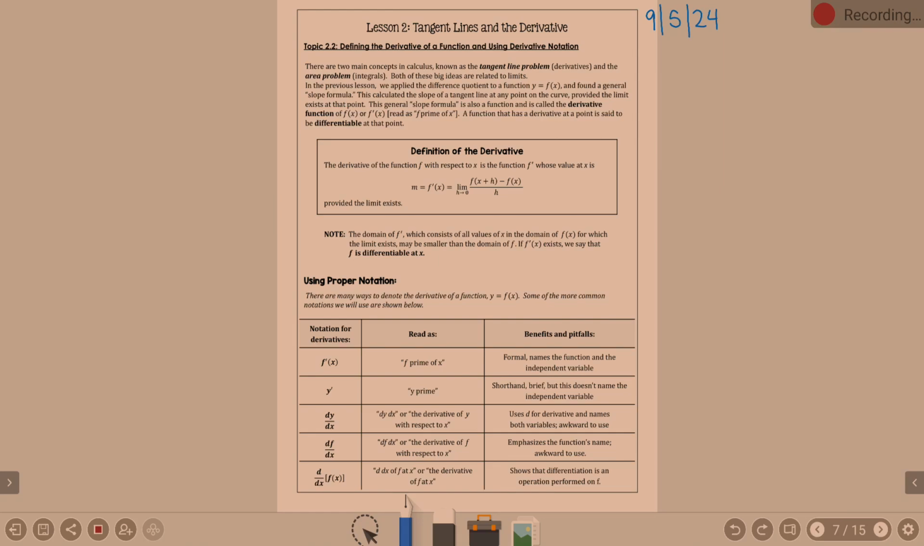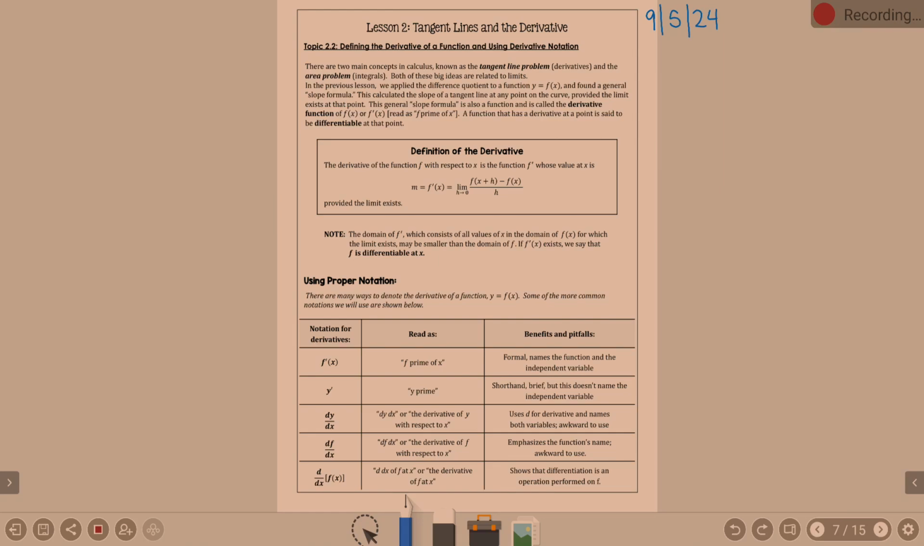Anytime you start thinking about tangent lines in calculus, your brain has to think derivatives. Second semester, we'll talk about area problems, which are integrals. Integrals are kind of going the opposite direction of derivatives, but both of these ideas relate to limits. And right here, you specifically see how derivatives relate to limits today.